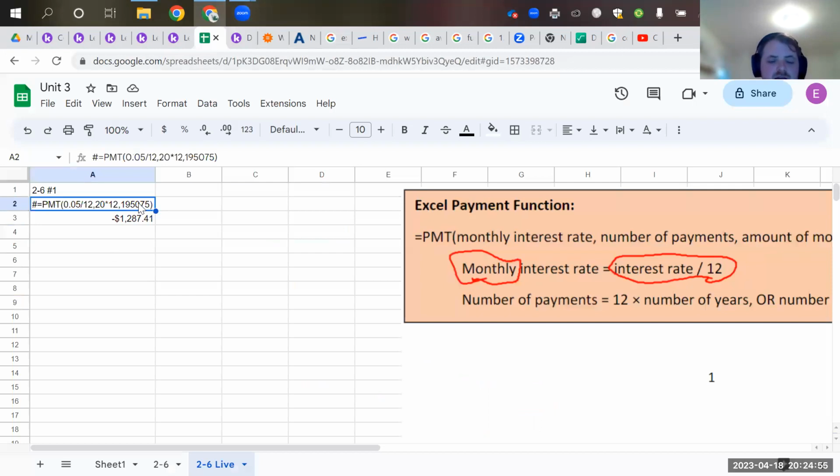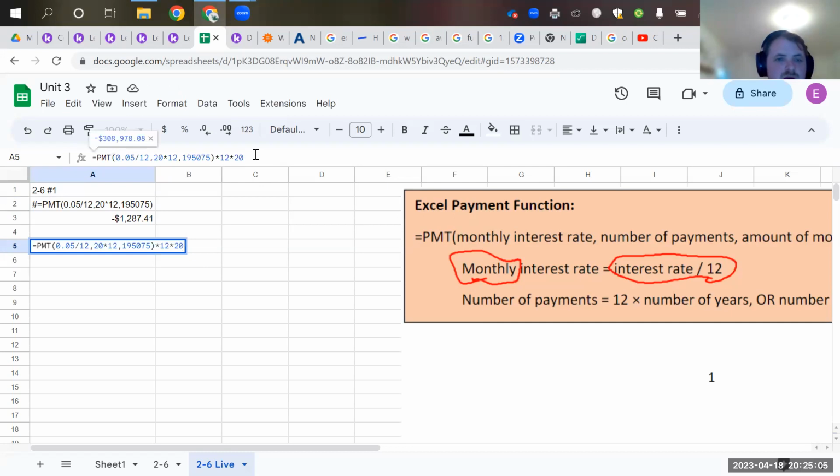Like if I did that, and I multiplied by 12 and 20. No, would it give me the same 8 cents? Yeah, that's it. Not a huge difference there. Shouldn't be too different for us.